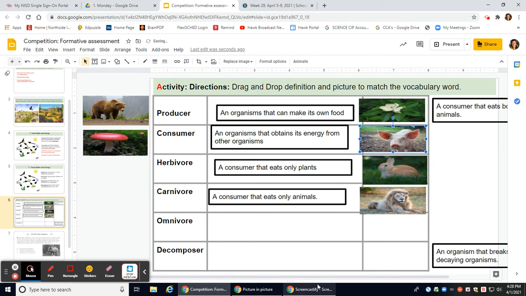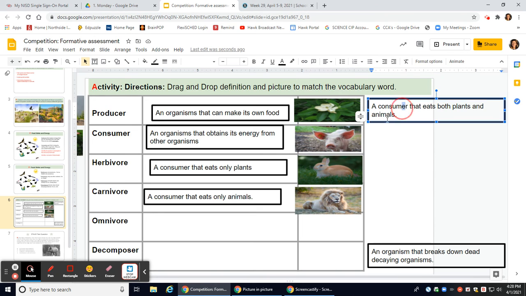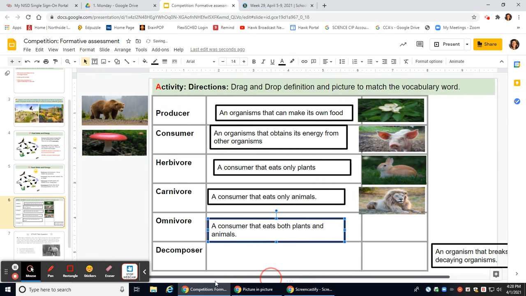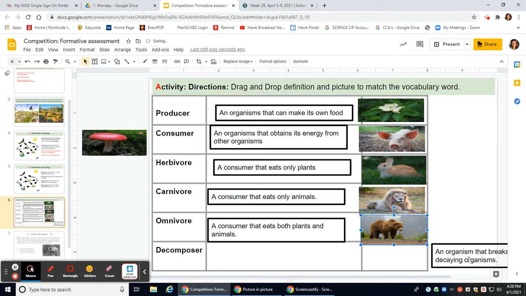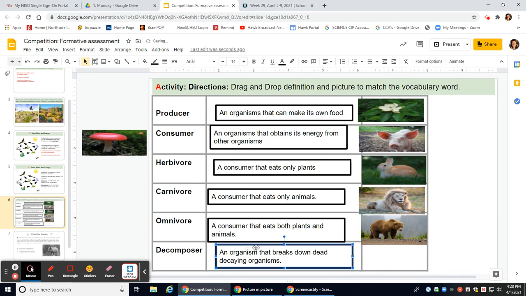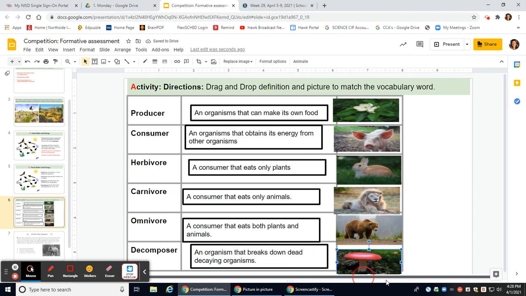An omnivore is going to be a consumer that eats both plants and animals. So I'm going to move that there. And then a picture of an omnivore would be a bear. A decomposer would be an organism that breaks down dead, decaying organisms. Okay, so that is our drag and drop for these terms when we use food webs, food chains, and ecosystems.